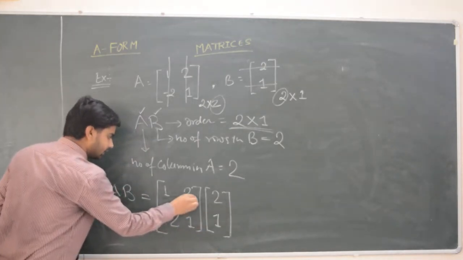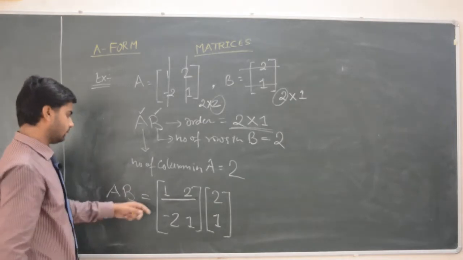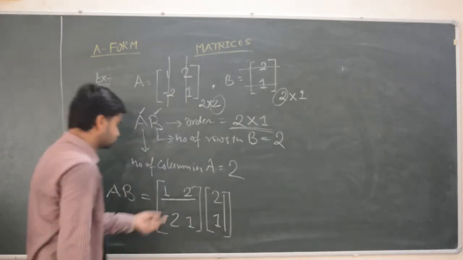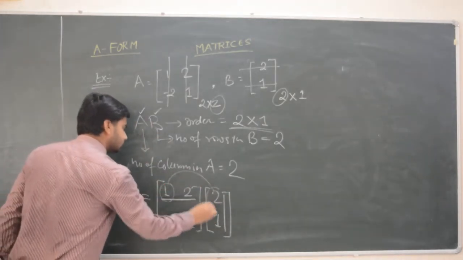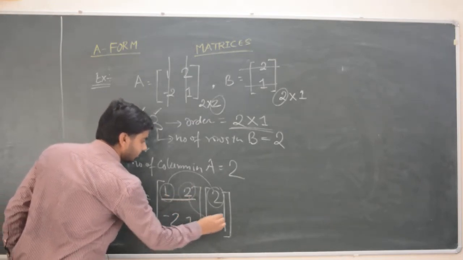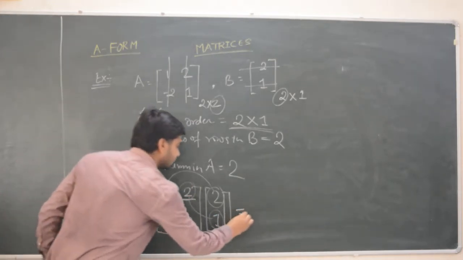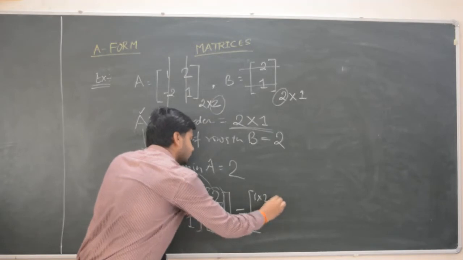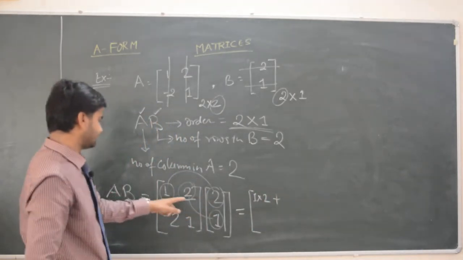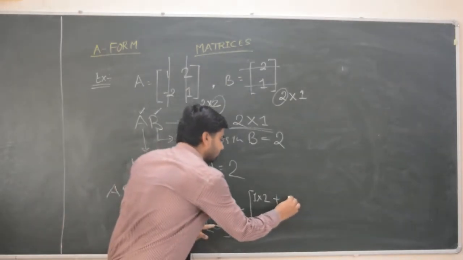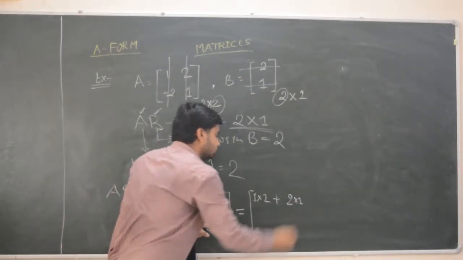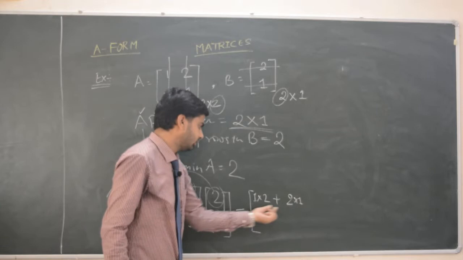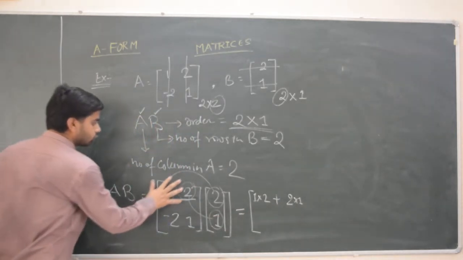We multiply row with column. Here we are taking the first row, and we want to get the product, so we will multiply this first row with this first column. This element will be multiplied with this element, and this 2 will be multiplied by this element. So we will get 1 into 2 plus, in between two multiplications there will be a plus sign, 2 into 1. This is our first row, first column, so this will be our A11 product, the 11 position.